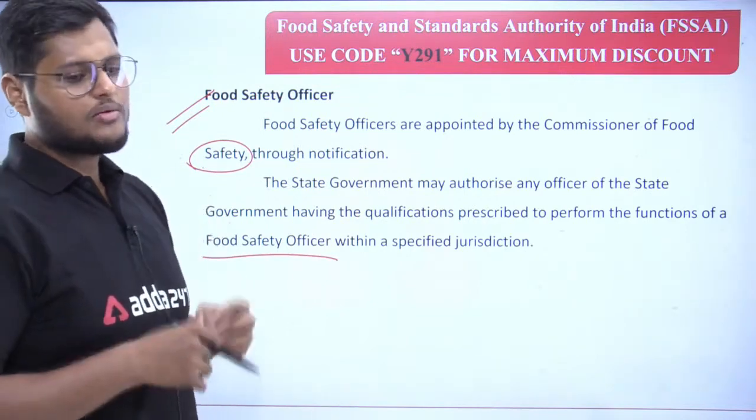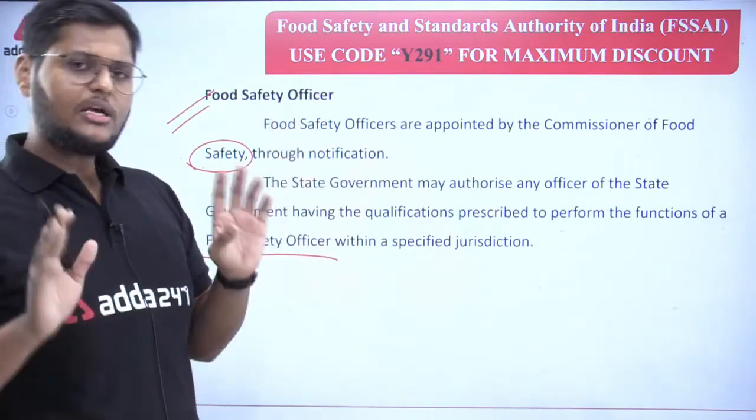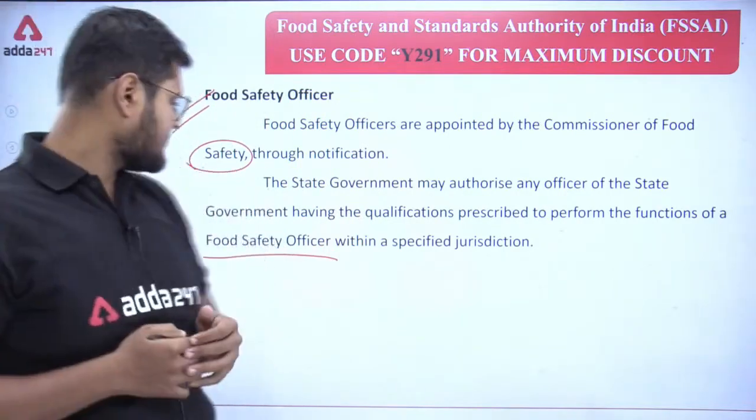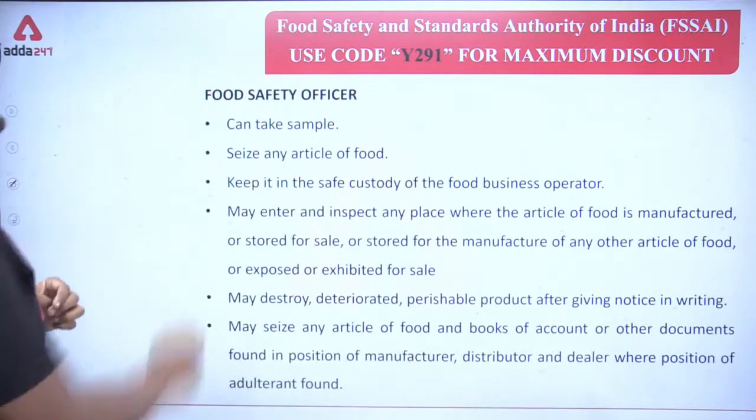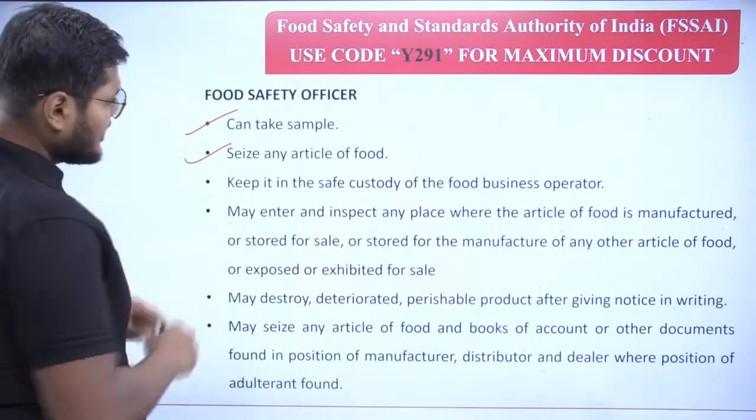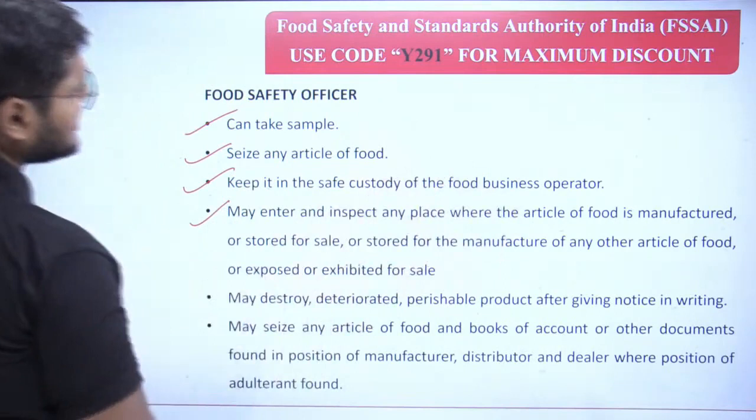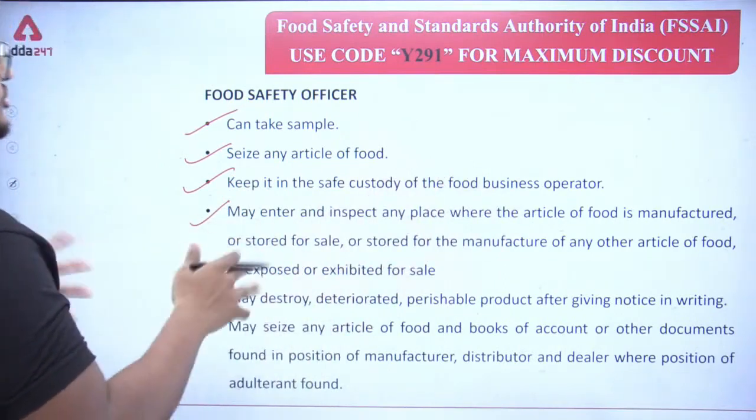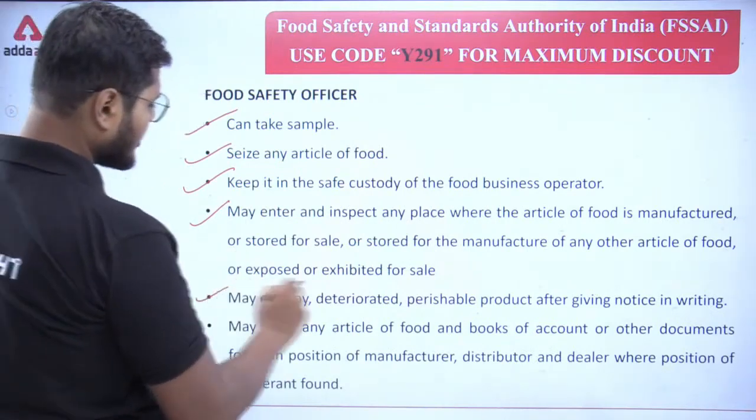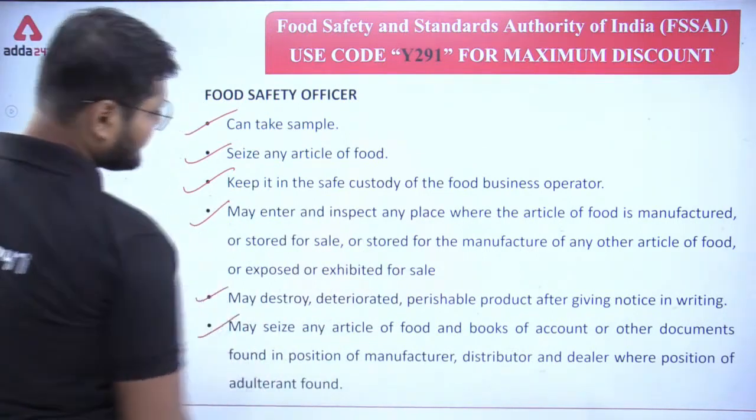So here the state government can authorize any officer who possesses the ability to become a food safety officer. Next, what are the functions? Can take samples, help in sampling, seize any article of food, keep it in the safe custody of the food business operator, may enter and inspect any place where the article of food is manufactured or stored for sale or stored for the manufacture of any other article of food or exposed or exhibited for sale, may destroy deteriorated perishable product after giving notice in writing, may seize any article of food and books of account.